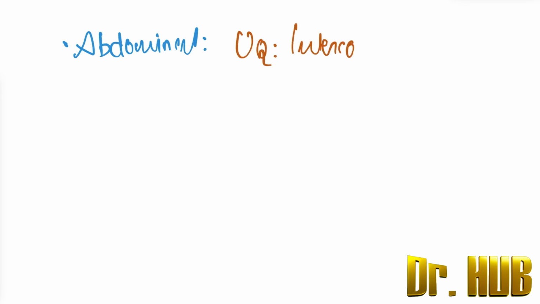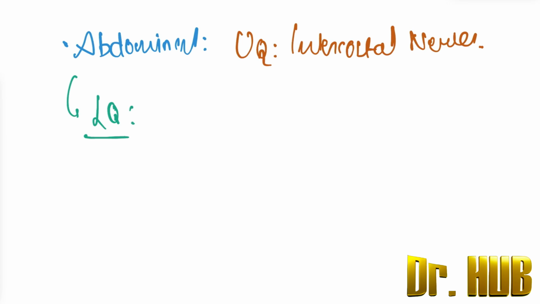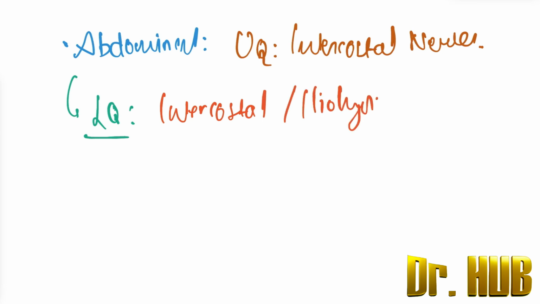Next we move on to the abdominal. So what is there in the abdominal reflex? Here in abdominal, you have the UQ, upper quadrants, and that involves the intercostal nerves. And then when you move on to the lower quadrants, LQ, this involves the intercostal, the iliohypogastric, as well as the ilioinguinal.